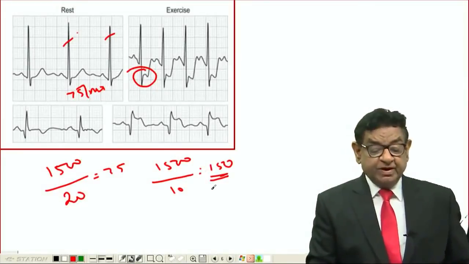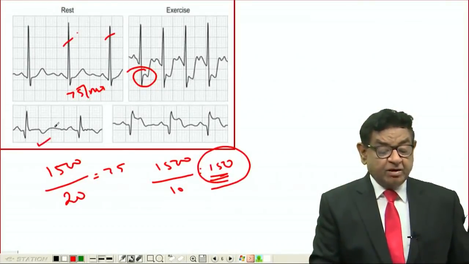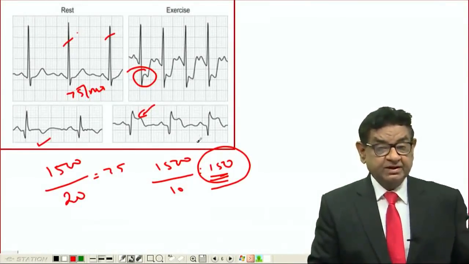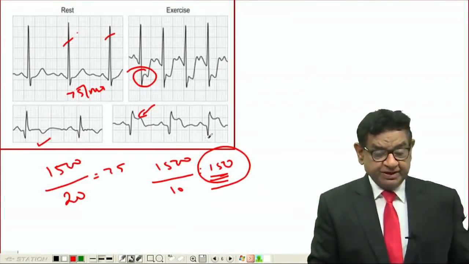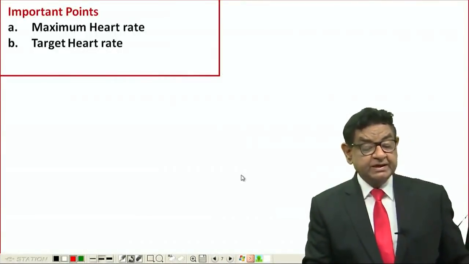Got it? So at a heart rate of 150, we got ischemia. And remember, look at this again: normal ECG, and then you are getting ST segment elevation. All are signs of ischemia, inducible ischemia. Well, with this, we move on to the next slide.